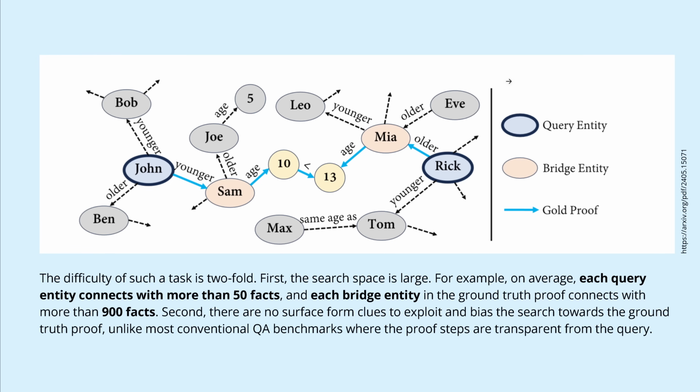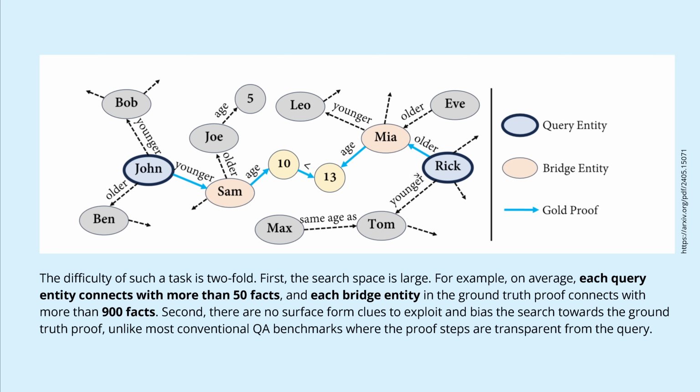So here we go. You have here two query entities, John and Rick. And then you have those bridge entities in our graph, Sam and Mia. And then, simple, John is younger than Sam, and Sam has the age of 10, and Rick is older than Mia, and Mia has the age of 13, and you get the idea.